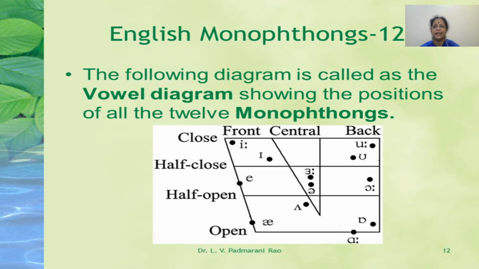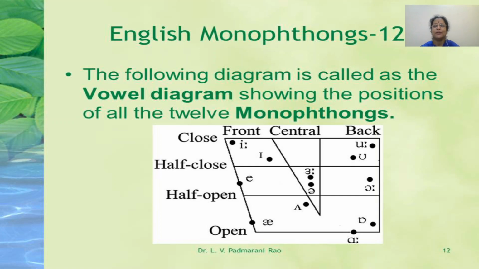Oh, slightly round your lips. Oh, as in pot, is back, open, rounded, short vowel. Oh, back, between half closed and half open, rounded, long vowel. That's right. U is centralized back just above the half closed position. U as in put. Oo as in shoes is back, close, rounded, long vowel.